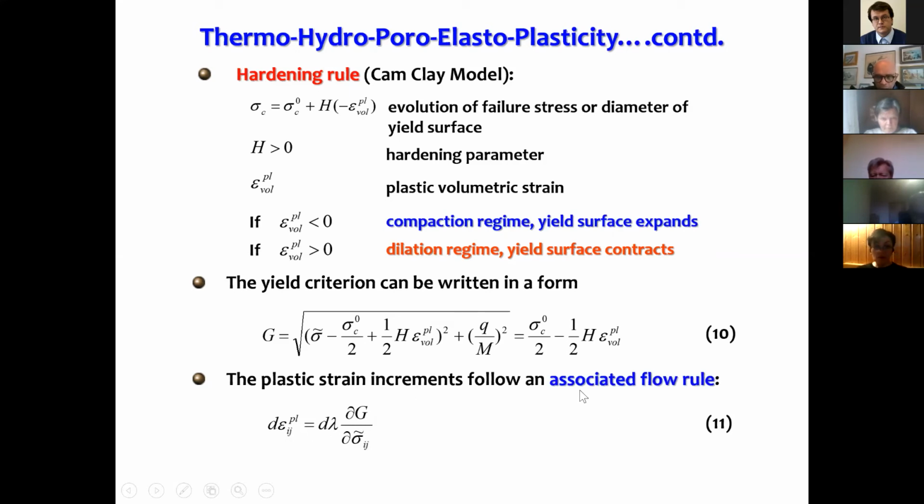And you can use an associated flow rule for this particular material. Associated flow rule seems to work quite well. There are clays and soft materials like that. You can get an associated flow rule, which means you don't need to have a non-associated flow rule, which will have a different flow function in there.